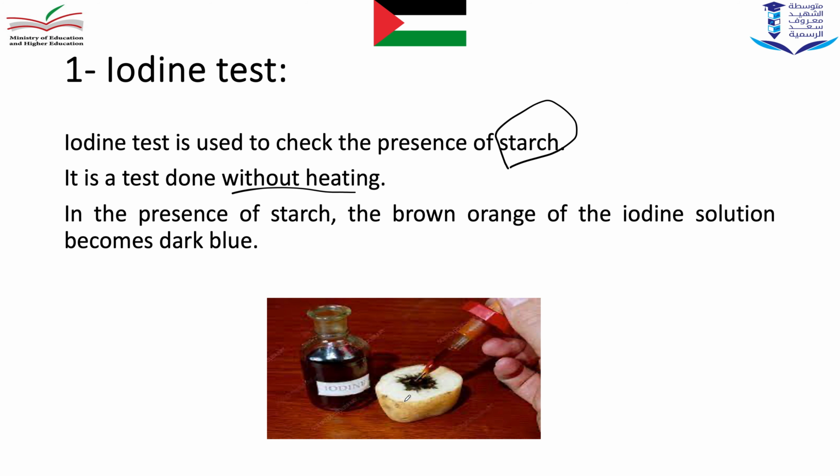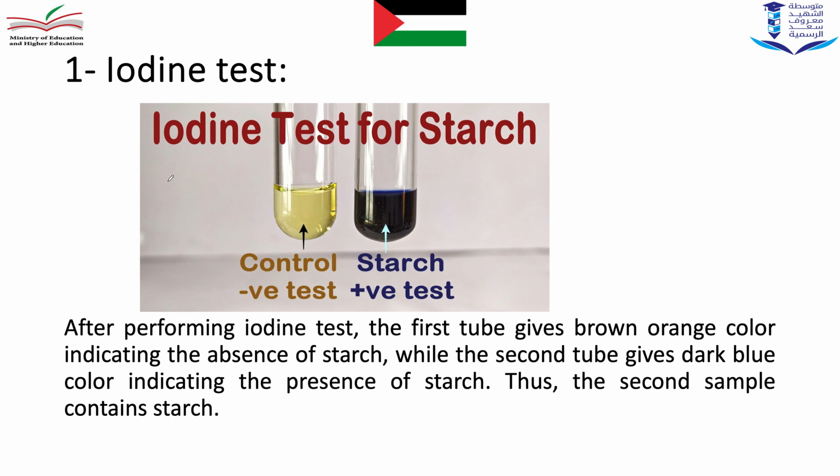So here we have a potato. We are testing the presence of starch inside it. Here is the iodine solution. The color of the iodine solution is brown orange, as you see here. After adding some drops of iodine solution, this color becomes dark blue, indicating the presence of starch. So you have to memorize very well the color, which changes from brown orange into dark blue in the presence of starch.